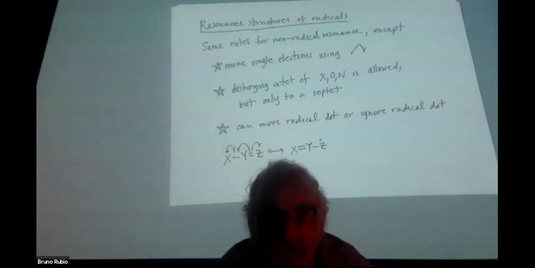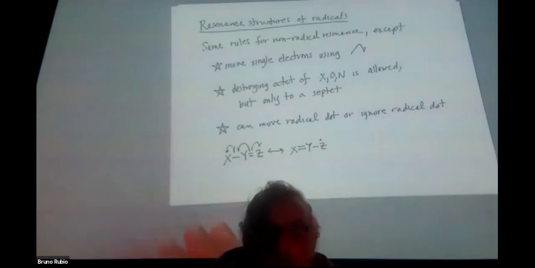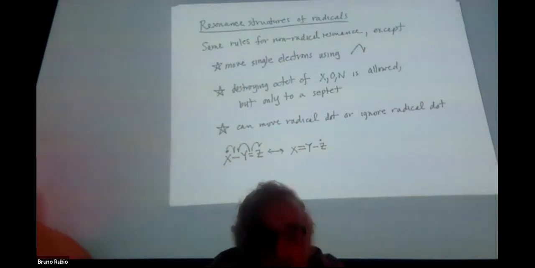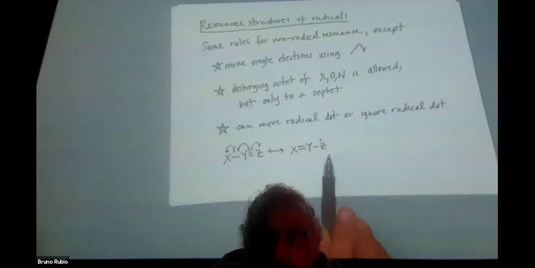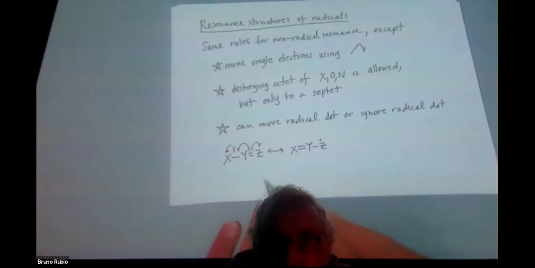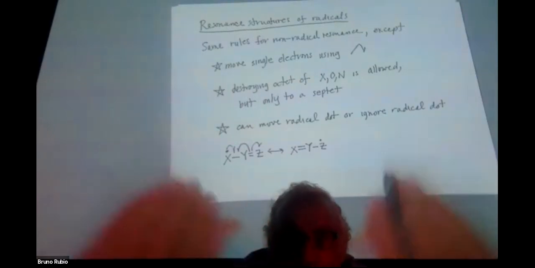See, now the radical dot looks like it's moved to Z. And this is what resonance is, right? This is delocalization of electron density. It looks like the dot, the electron, moved from X to Z. All right, so that's a very common motif that we use.